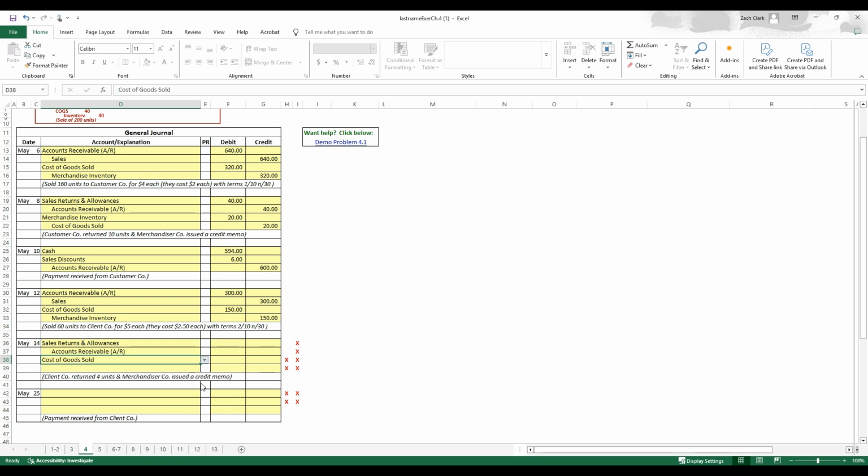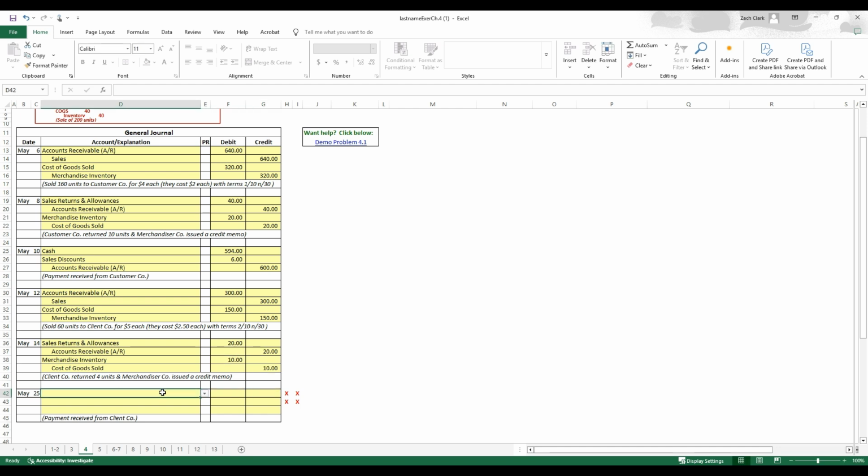Oop, it's not the reversal. Let's see. What do we want to do? Merchandise inventory coming back, and then cost of goods sold going down. Okay, so in this instance, it was 4 units times $5 for the sales piece, the revenue piece, and then the cost of the inventory to us was 4 times 2.5.